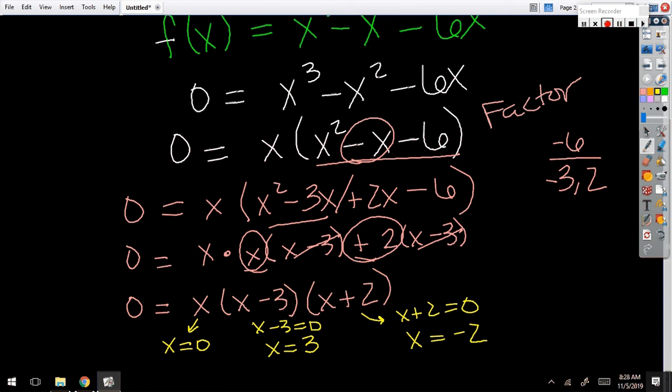What does this look like graphically? These are places where the graph is doing what? Exactly. It's hitting the x-axis. It's either crossing it or sitting on the x-axis, and we're going to talk about in just a second how we can tell the difference. What's the most amount of extrema that this has?